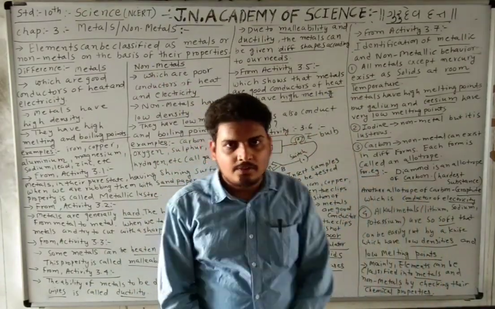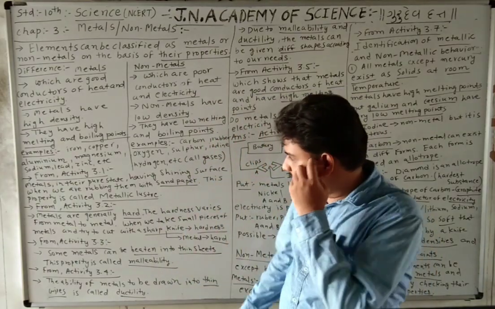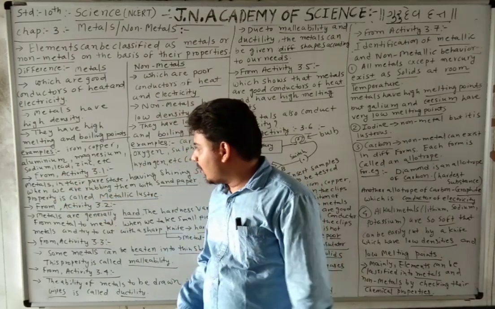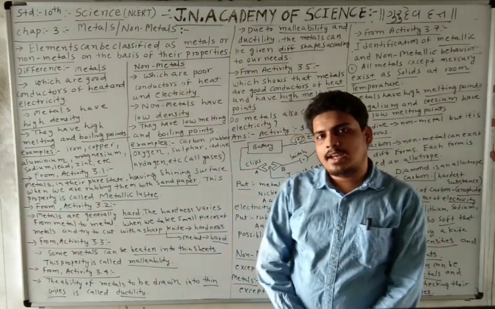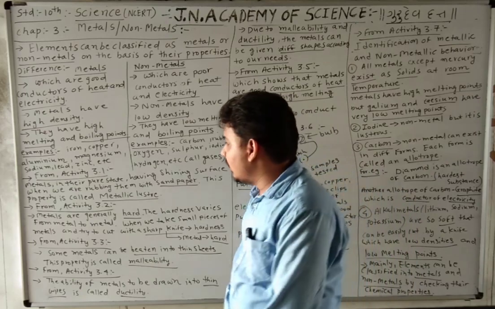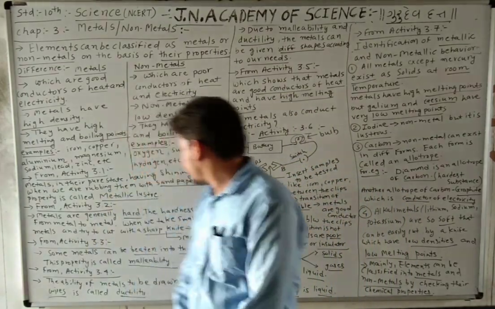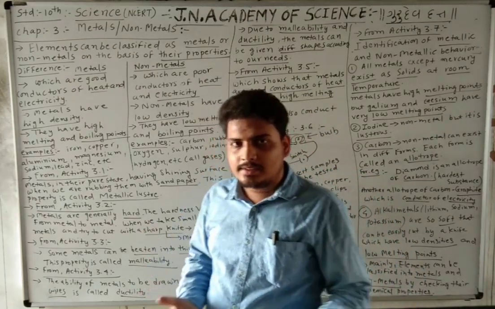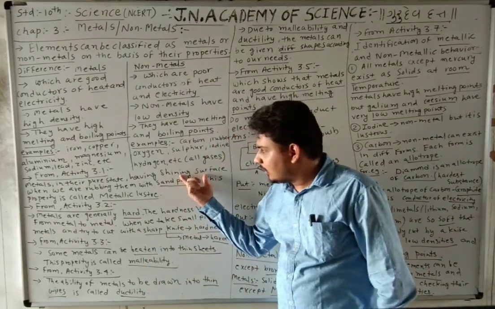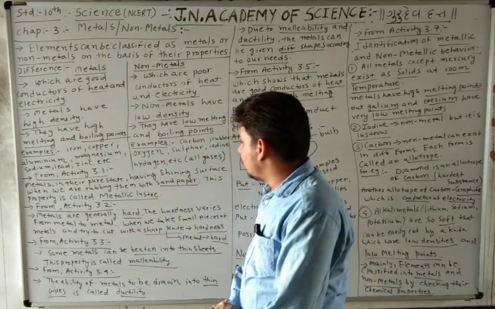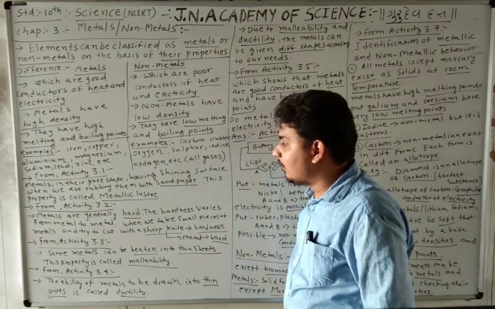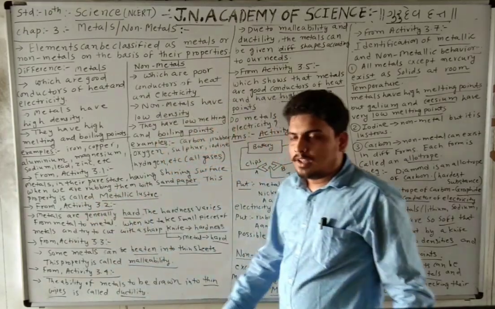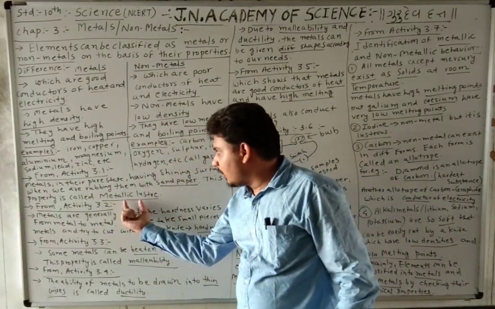Now from your textbook I am taking the conclusions of activities. From activity number 3.1, we can say that metals in their pure state have a shining surface. This is the basic characteristic of metal, and when we rub them with sandpaper, we realize this property, which is called metallic luster. This is the main property of metal.